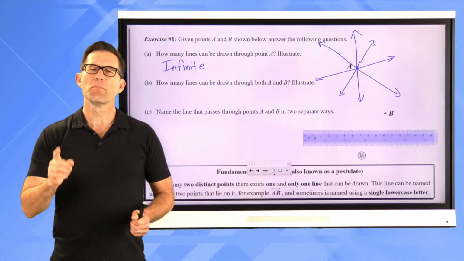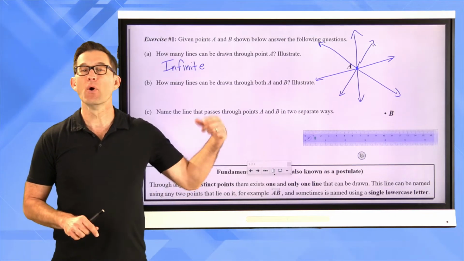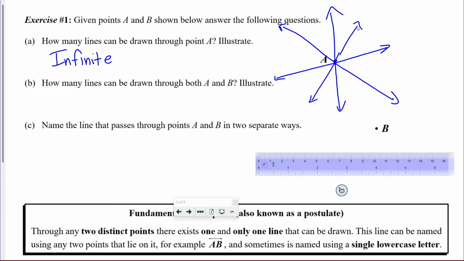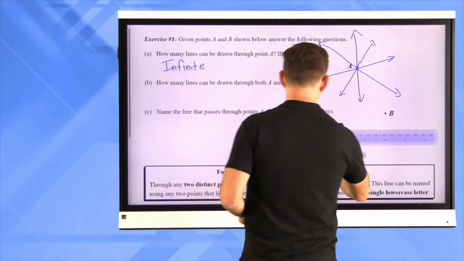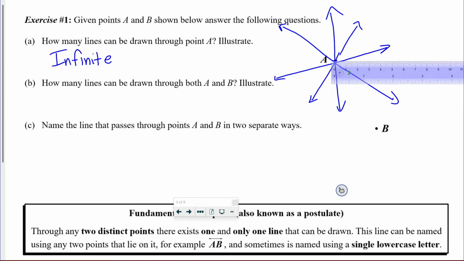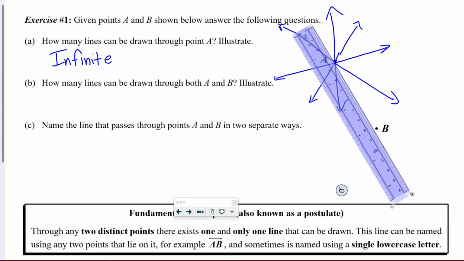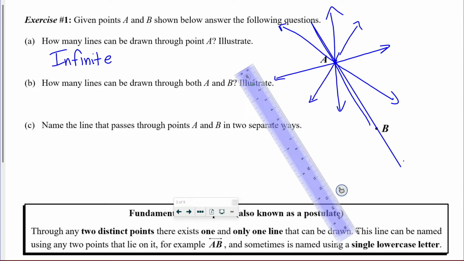All right, great. But letter B, how many lines can be drawn through both A and B? Illustrate. So I want to know how many lines will go through both A and B. Pause the video now and think about this problem. Well, now here the answer is simply one, all right? And we can see that by simply taking a straight edge. Obviously most of the straight edges that we use in this course are going to be rulers, but we're just going to take a straight edge and use it to draw the one and only straight line that goes through A and B.